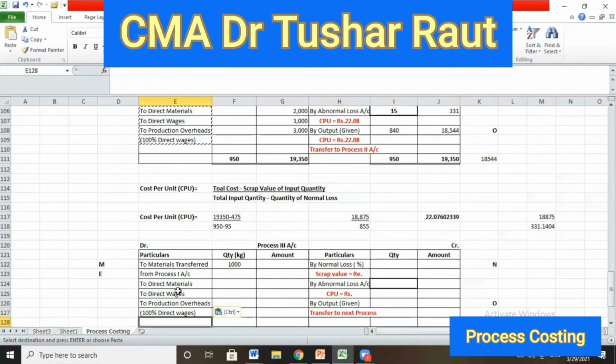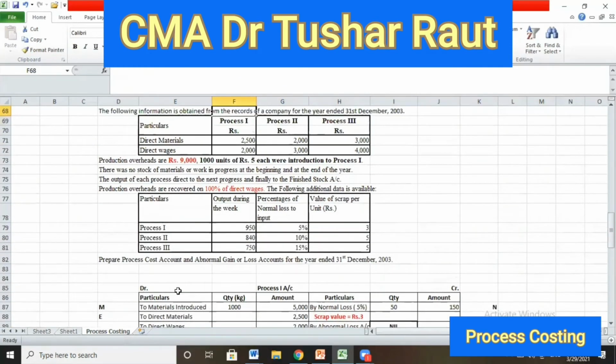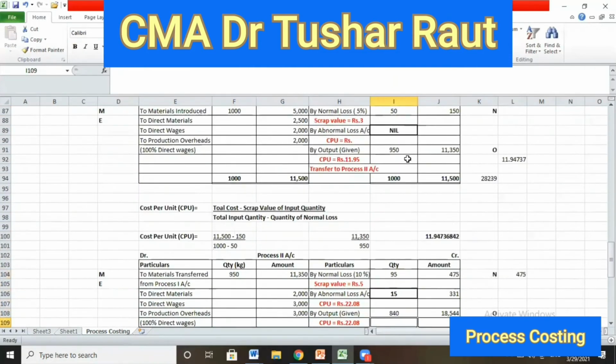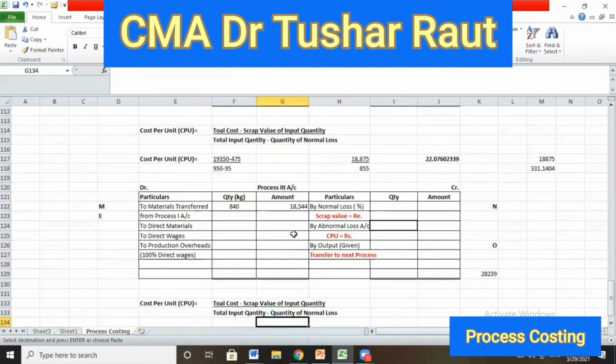Why I told you this is very easy? Only because of this transfer. Output of the first process is input for the second process. So 18,544, that was your material introduced. And again we'll follow what is the direct material and direct wages amount, 3,000 and 4,000, and again I'll write 4,000 for production. So in process 3, direct material is 3,000, then 4,000 and 4,000.